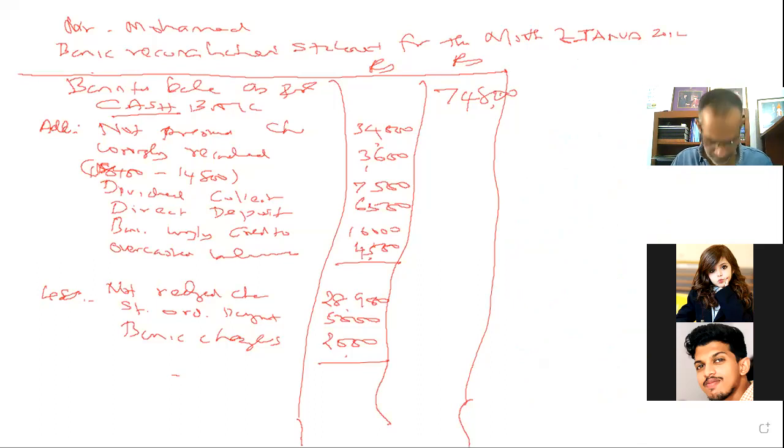Okay, please find out the total. Can you find out the total? 34,000, 3,600, 7,500, 6,500, 10,000, 4,500. How much? 66,100. Okay, please calculate. 140,900. Please check. Sometimes our answer will be wrong. Please check that.